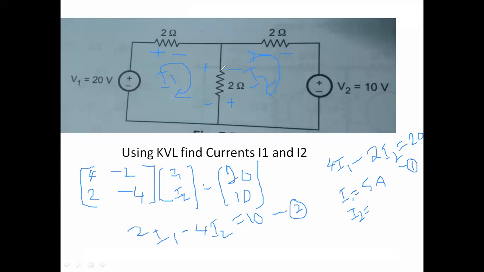Suppose we want to find out the voltage drop across 2 ohms, then 2 into I1 minus I2 gives the voltage drop. Suppose I have to find out the voltage drop across another 2 ohms, then it becomes 2 into I1. Once we find out I1 and I2, we can find out the drop across any resistance. Like this we can use the KVL law.